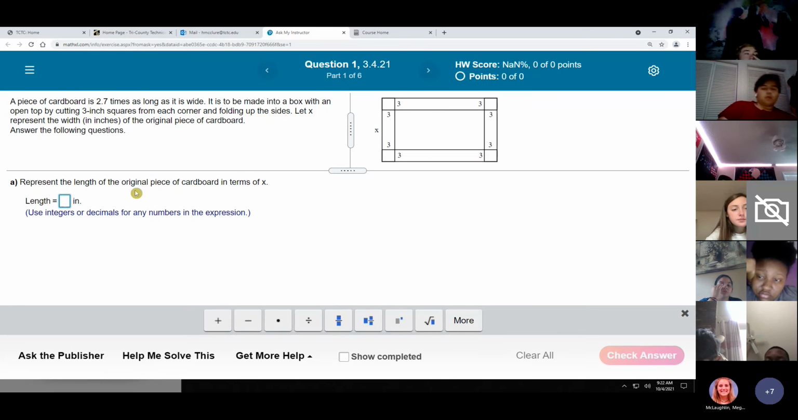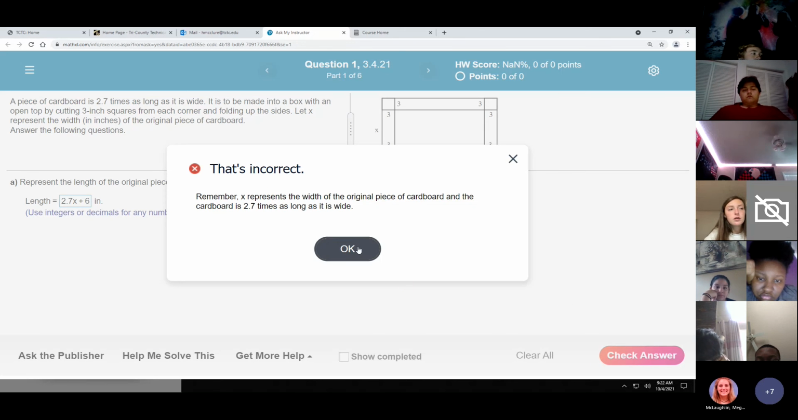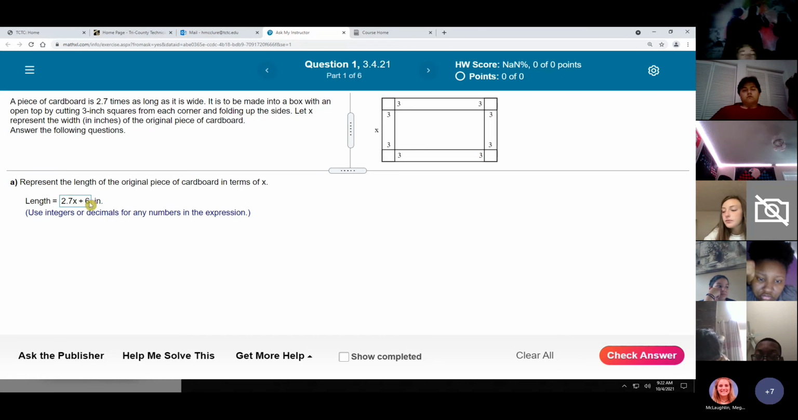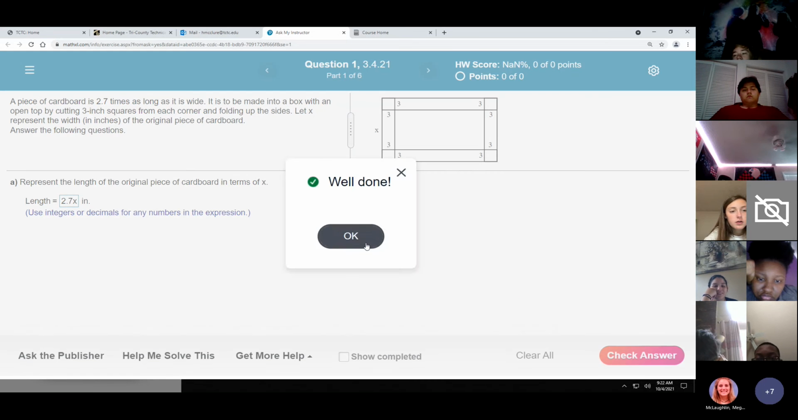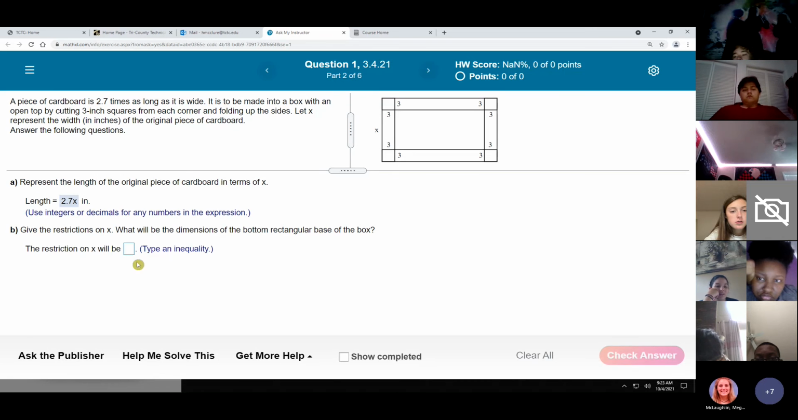Well, that would be 2.7x plus 6, because you got 2.7 times x, and then you got 3 inches on the right and 3 inches on the left. That's the 6. Now, I'll probably get it wrong, but see? So they might want 2.7x, because they don't want the 6 yet. I don't know. Yep, they don't want the 6 yet.